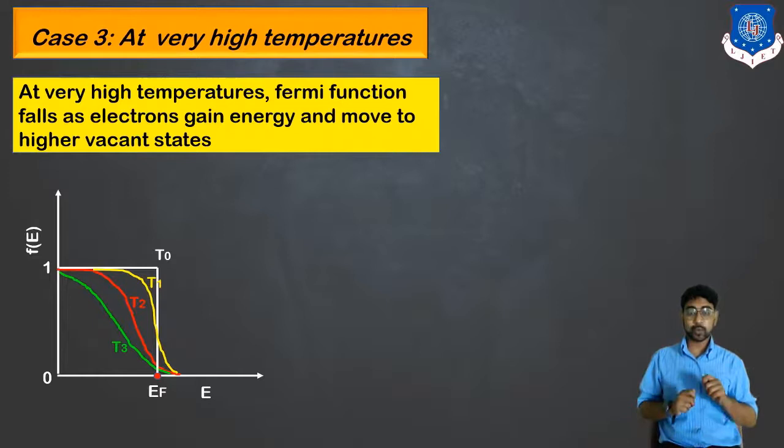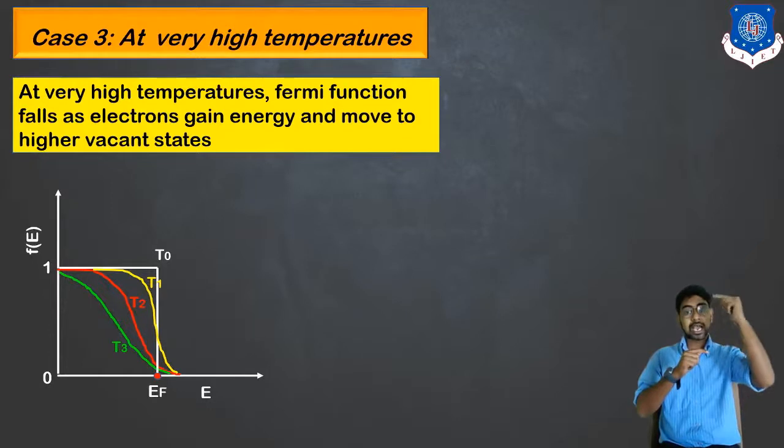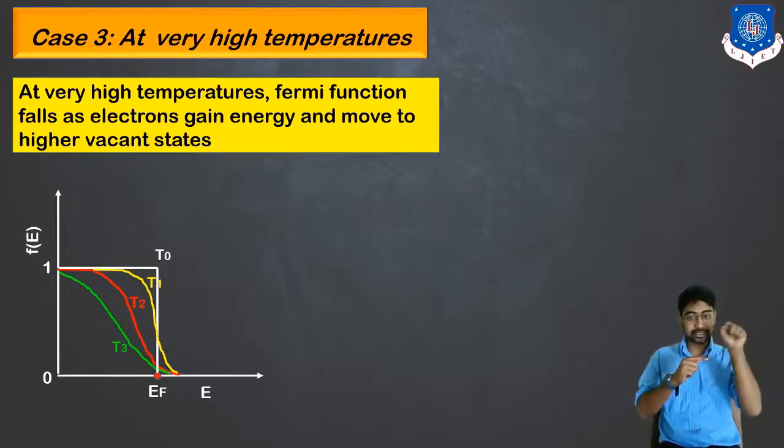So in case 3, at very high temperature, the Fermi function falls as electrons gain energy and move to the higher vacant state. You can see that as energy is provided to the electrons, they rise up to higher energy states and more. So the probability of finding them within the Fermi level would be reduced. In the graph also you can see that the ideal condition T0 is equal to 1, and beyond that it is nothing but 0.